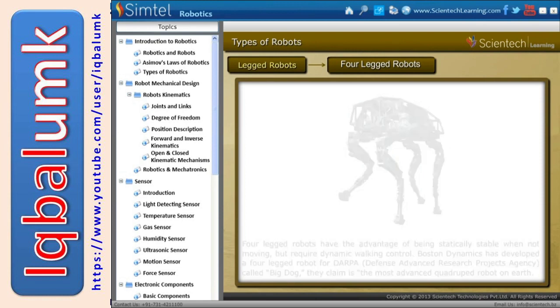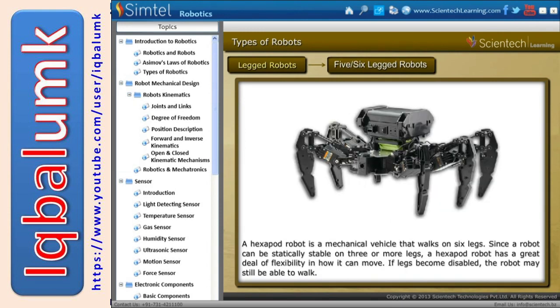Another one is 5 or 6-legged robots. A hexapod robot is a mechanical vehicle that walks on 6 legs. Since a robot can be statically stable on 3 or more legs, a hexapod robot has a great deal of flexibility in how it can move. If legs become disabled, the robot may still be able to walk.